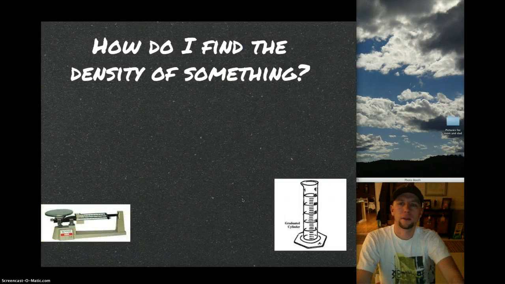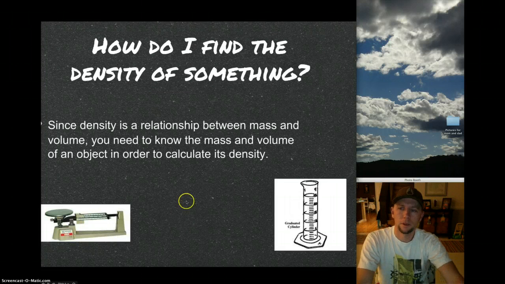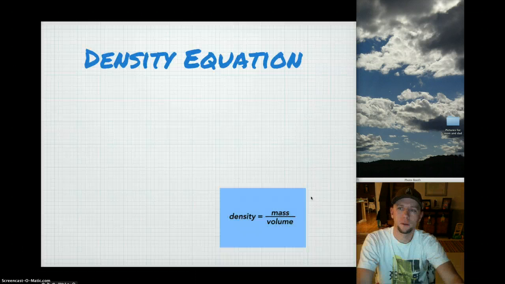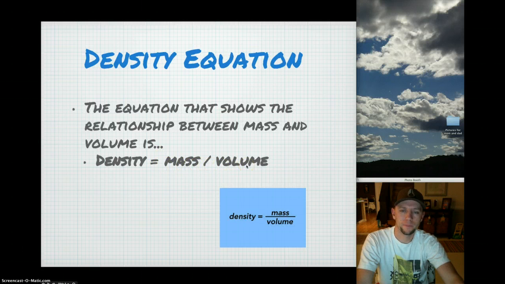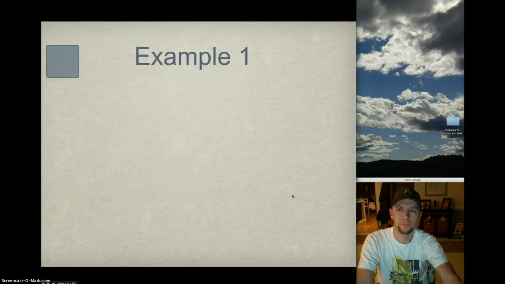So how do you find the density of something? You need to know the mass and volume, because density is a relationship between mass and volume. So we'll be using a triple beam balance to measure the mass and a graduated cylinder to measure the volume of the substance. There's an equation that helps explain this relationship, and that equation is density equals mass divided by volume. You could write it this way, or you could write it mass over volume. Both would tell you the same thing.